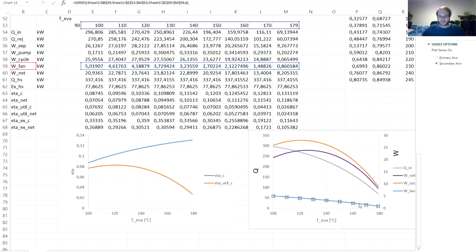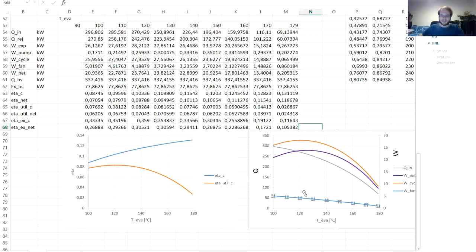Let's put it at least to the secondary axis. That work of the fan is indeed decreasing because the amount of heat that needs to be rejected is decreasing as well with the temperature.